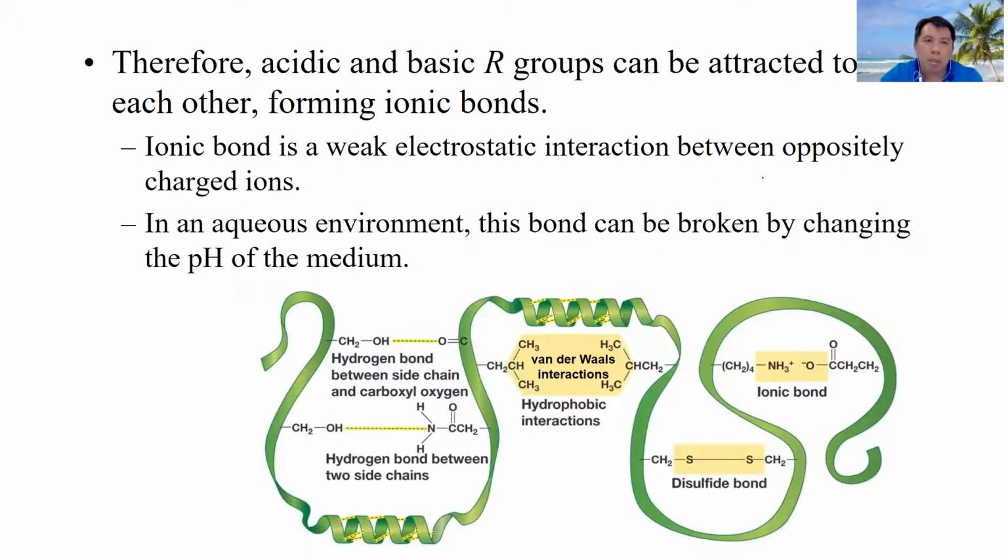So the acidic and the basic R groups can be attracted to each other, forming ionic bonds. The ionic bond is a weak electrostatic interaction. In an aqueous environment, this bond can be broken by changing the pH of the medium. So now you know why it is important for us to maintain the pH in our blood or tissue fluid.